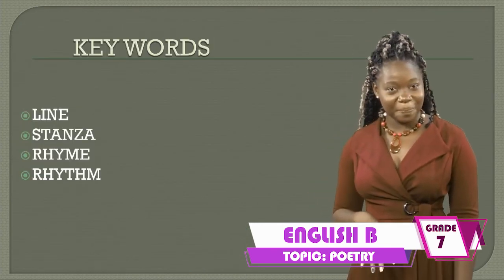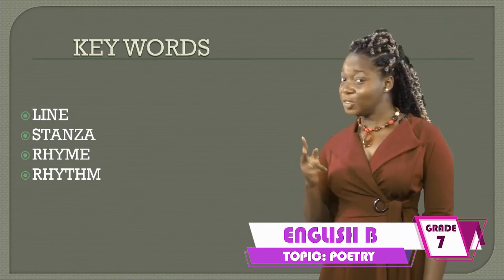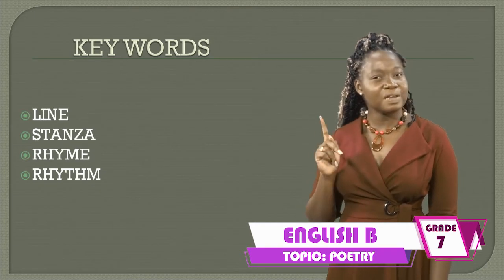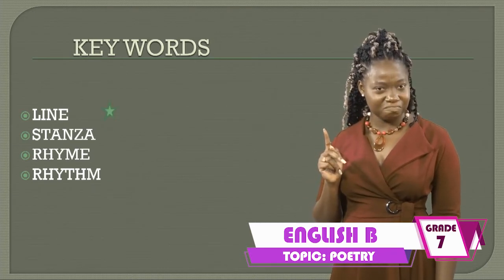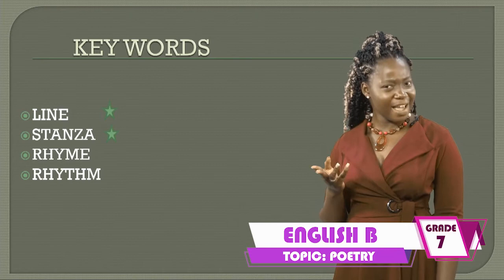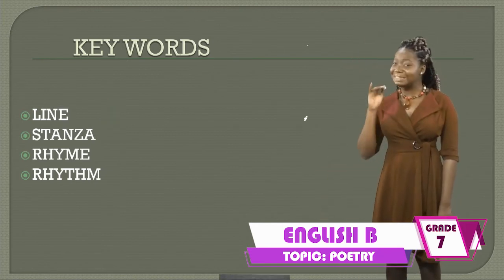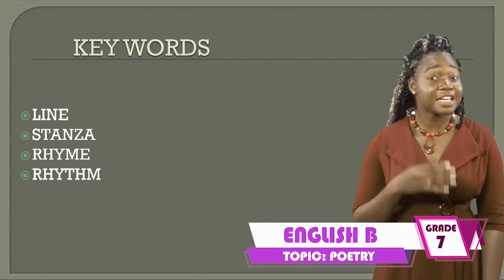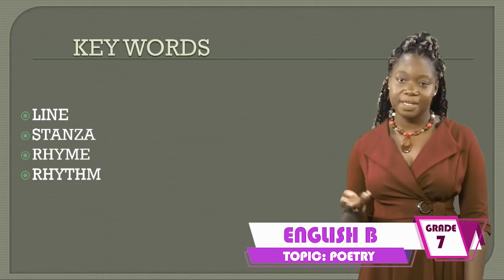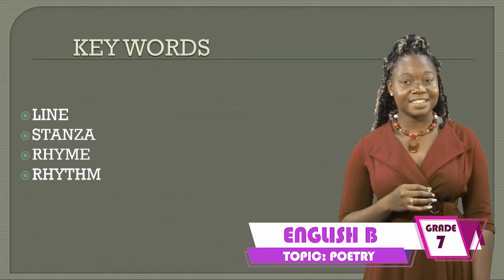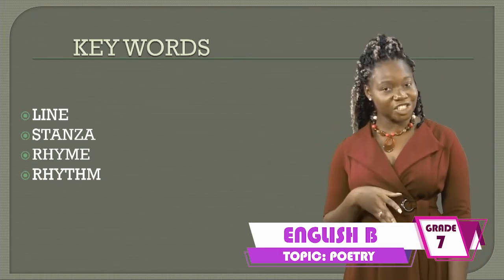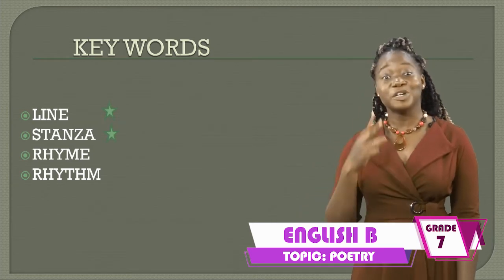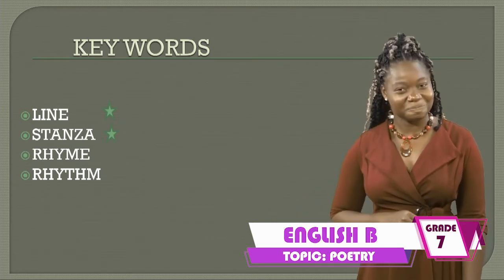So let's recap. We did 2 of these keywords, didn't we? We looked at line and we looked at stanza. Yeah. And we went a bit in detail when we came to stanza. We learned that there are several kinds of stanza because stanzas can be either long or short, just like lines. So that means we have 2 keywords left. Let's see them.